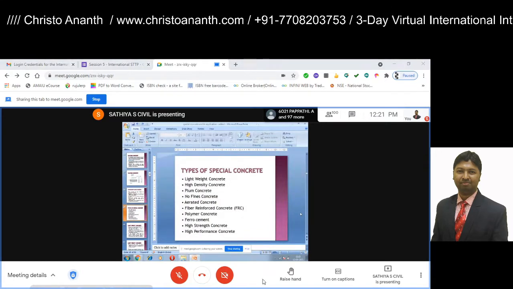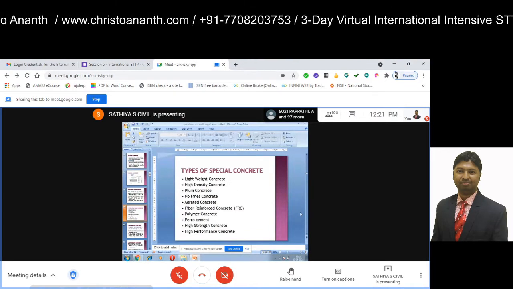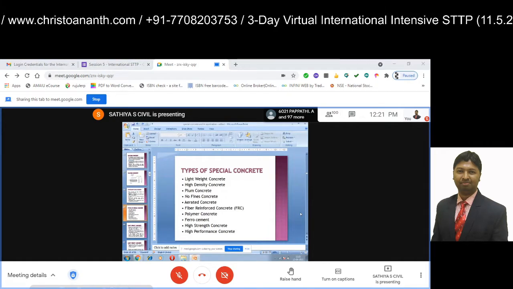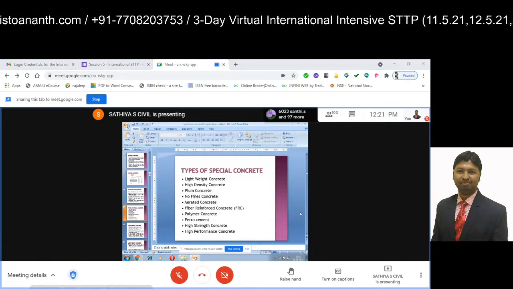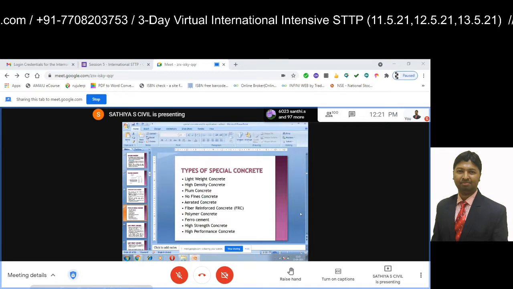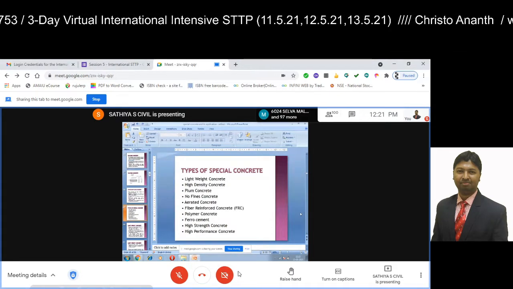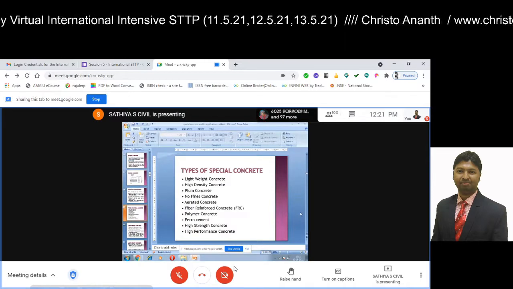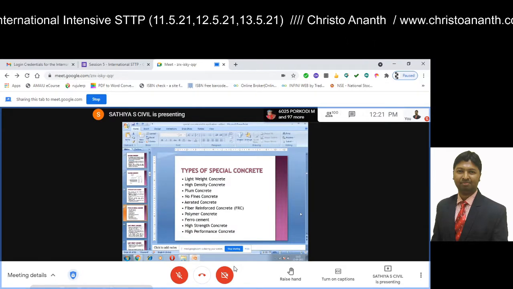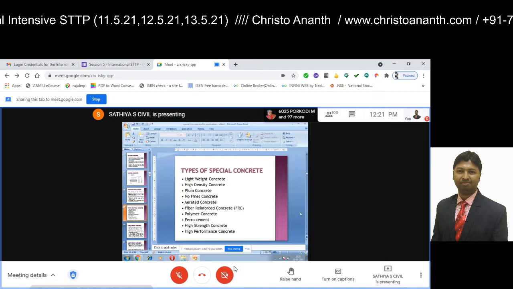Then types of special concrete. There are so many types of concrete: lightweight concrete, high density concrete, plum concrete, no fines concrete, aerated concrete, fiber reinforced concrete, polymer concrete, ferrocement, high strength concrete, high performance concrete.